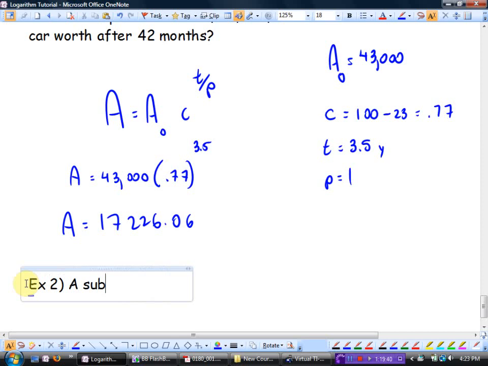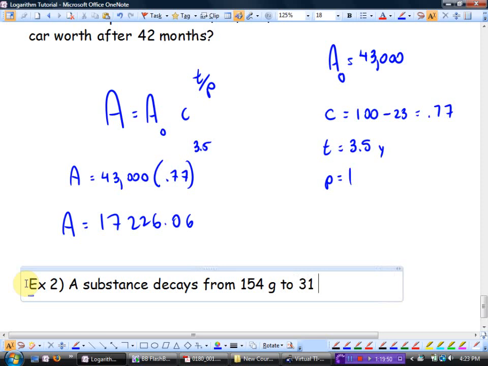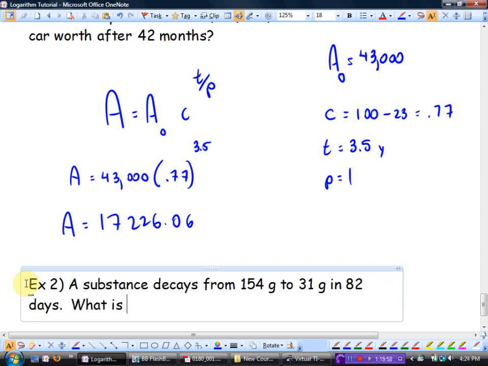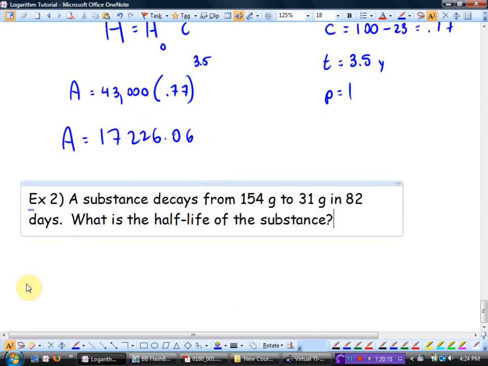Example 2. A substance decays from 154 grams to 31 grams in 82 days. What is the half-life of the substance? And I think this will be the last one that we'll do and we'll wrap it up. I didn't quite get to the base E, but read your notes. I did a little bit of base E.